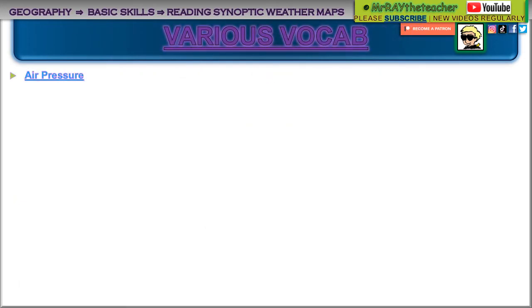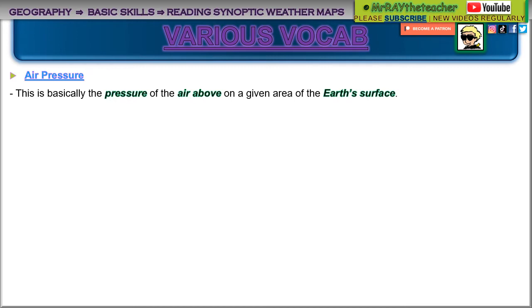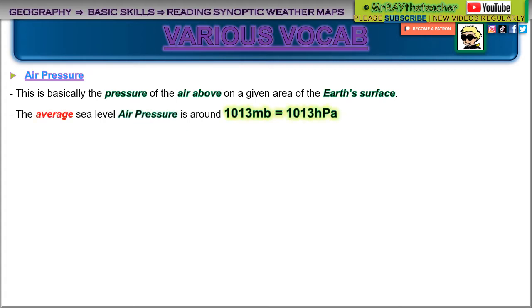So we've got some various vocab. Air pressure, it's basically the pressure of the air above on a given area of the Earth's surface. So you've got your pressure going down on you. The average sea level air pressure is around 1013. That is 1013 hectopascals, hPa or mb, depending on how you want to write it. You'll see hPa is a lot more common.